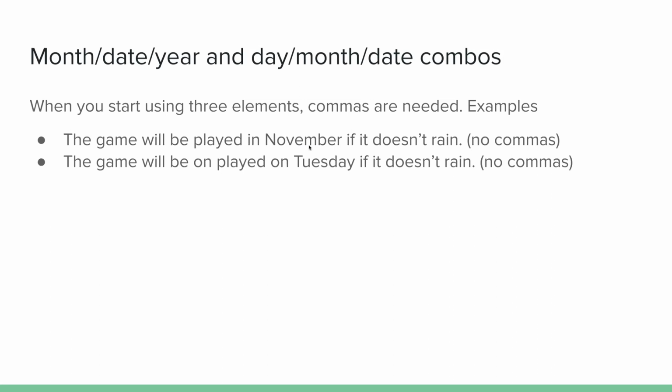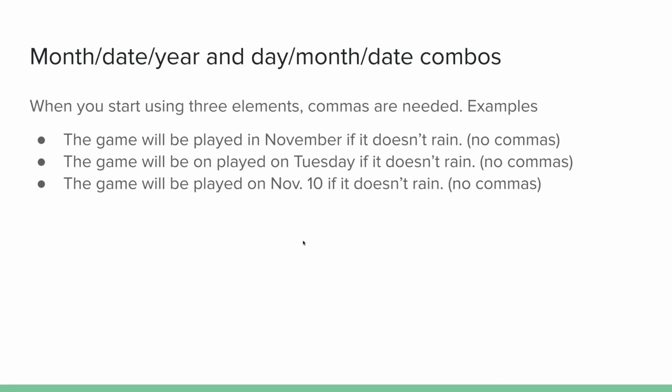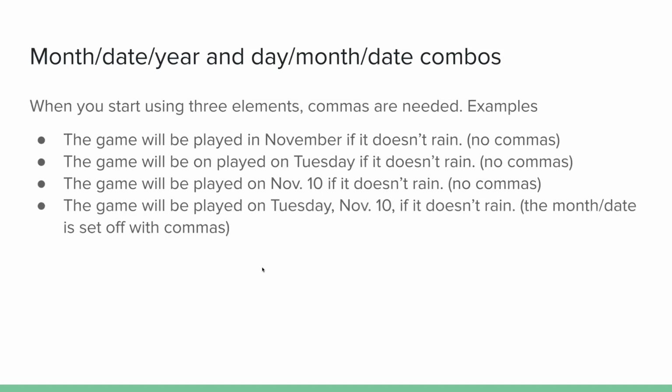The game will be played on Tuesday. So here we just had a month. Here we just have a day. Again, no commas involved. The game will be played on November 10th. Now we've got 2 things, November and 10th, but again, no commas involved. Here's where it gets different. The game will be played on Tuesday, November 10th, if it doesn't rain.